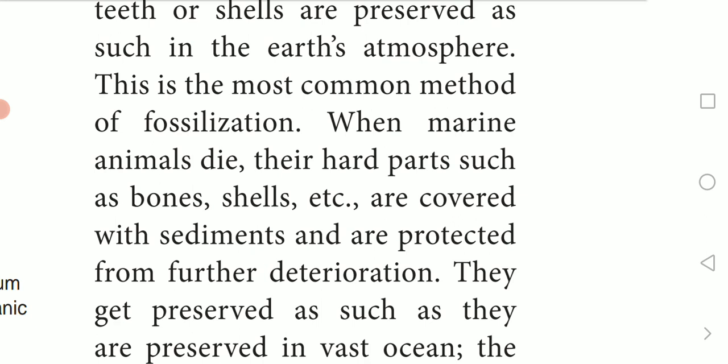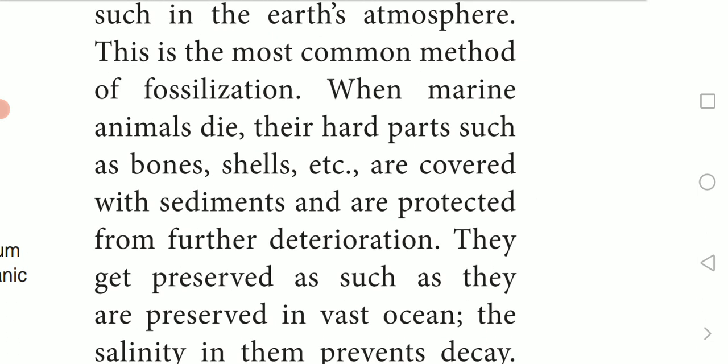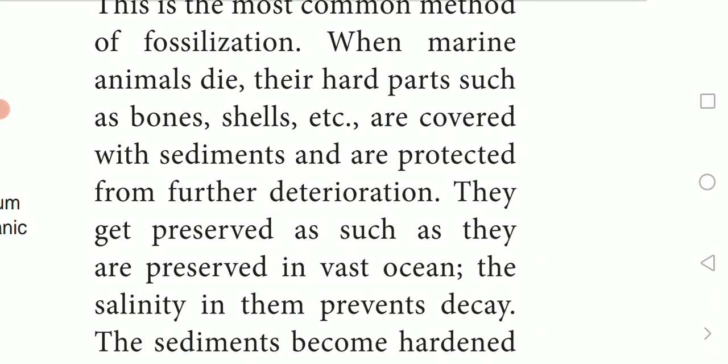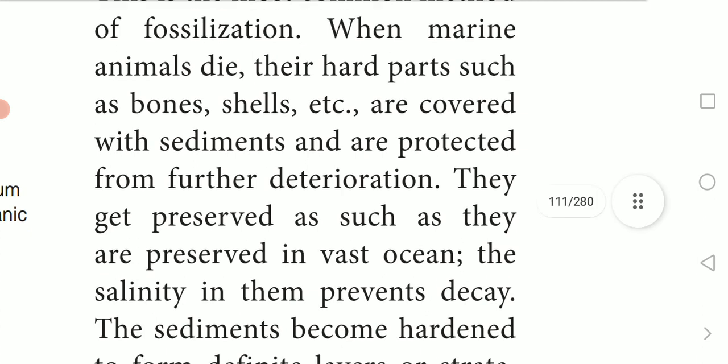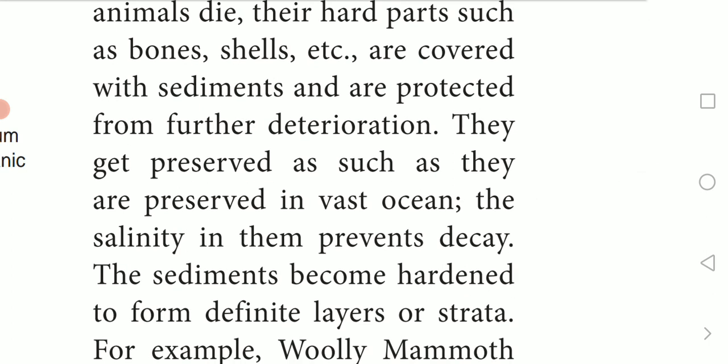When marine animals, which live in salt water, die, their hard parts such as bones and shells are covered with sediments and protected from further deterioration. The animals who die in the sea are covered by dust particles, that is, sediments. These sediments protect the animals from spoilage. Deterioration means spoilage, further damage. So they get preserved in the vast ocean.